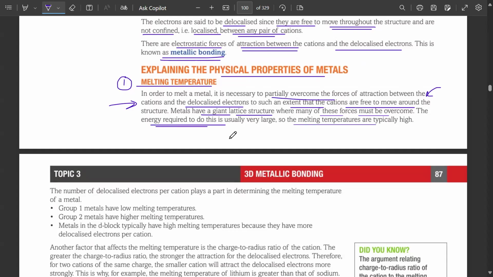So what are the reasons that you're going to write if you're asked why the melting temperature of any metal is high? Because a lot of heat, energy, or temperature would be required to overcome the forces of attraction between the cations and the delocalized electrons. And I need the complete answer. If I don't get a complete answer in any of your papers, you're going to get 0 marks.